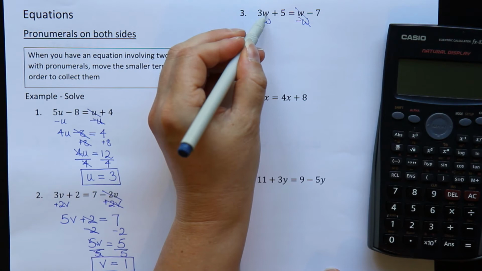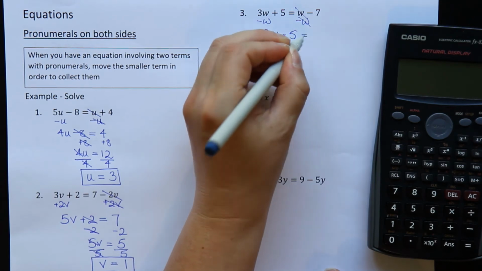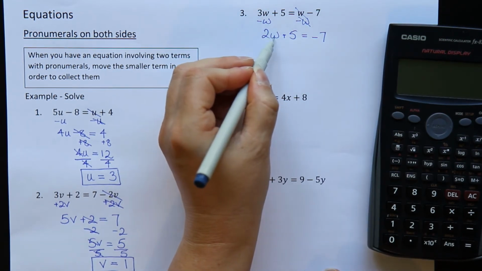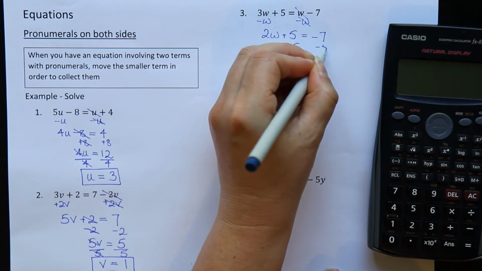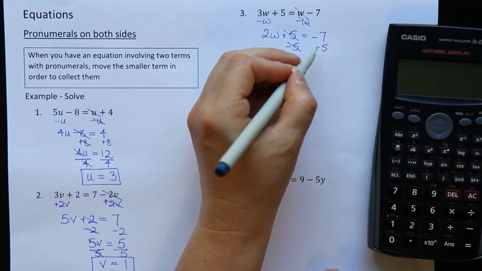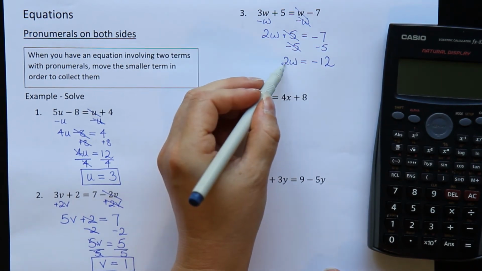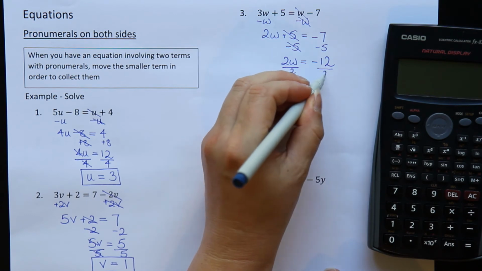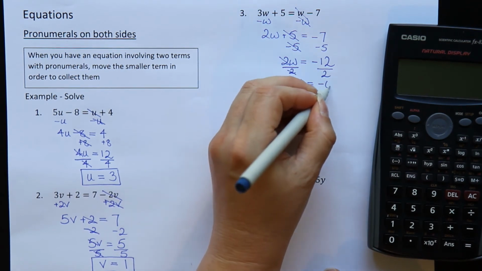Cancel them off. 3w minus w is 2w. Plus 5 is equal to minus 7. Okay, two numbers here to get rid of. 2w plus 5, so I need to do the 5 first. Subtract 5 to both sides. 2w equals minus 7 minus another 5 will make minus 12. Last of all, I need to get rid of this 2. It's times with the w, so I need to divide to move it. w equals minus 12 divided by 2 is equal to minus 6.